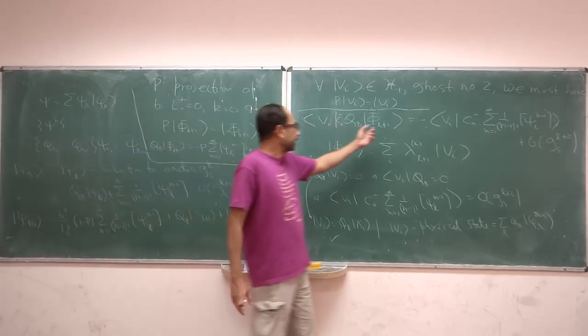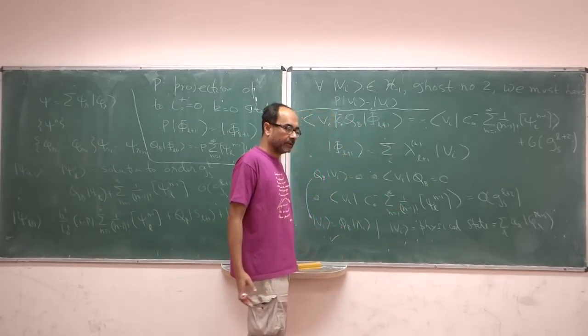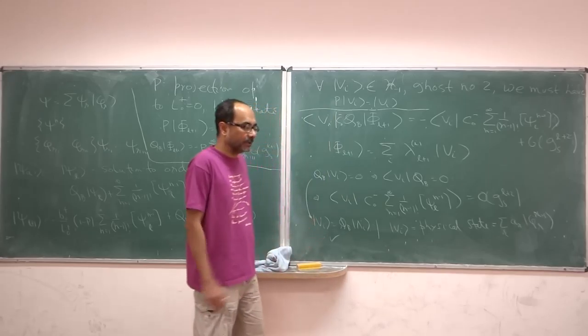But what it is saying is that there are constraints that come which don't involve phi n plus 1 at all. So there is nothing that you can adjust to satisfy this.